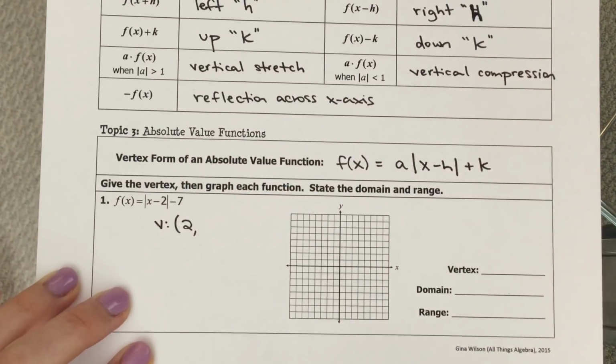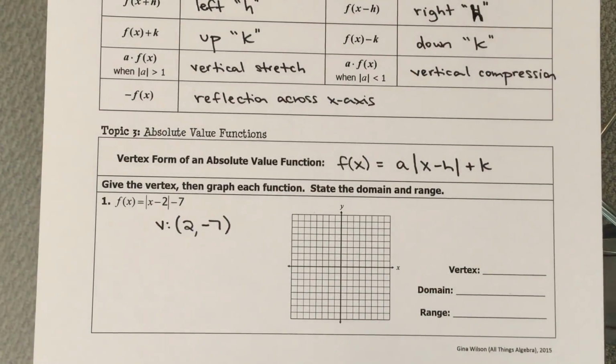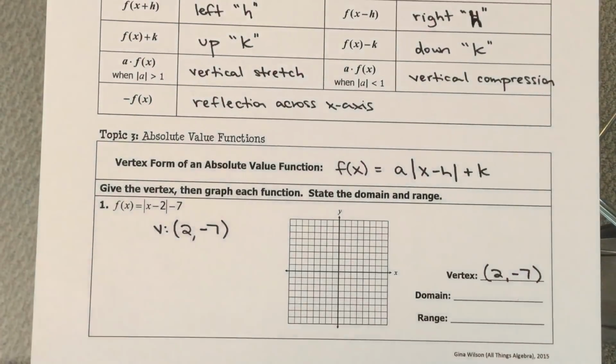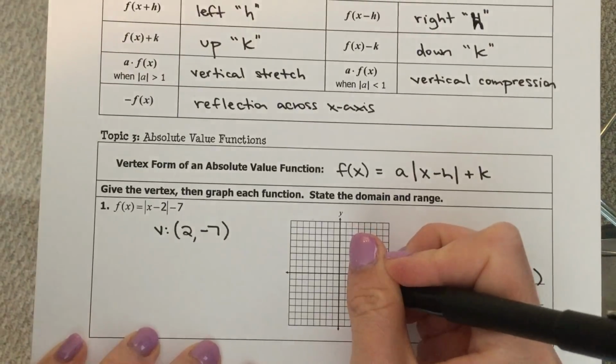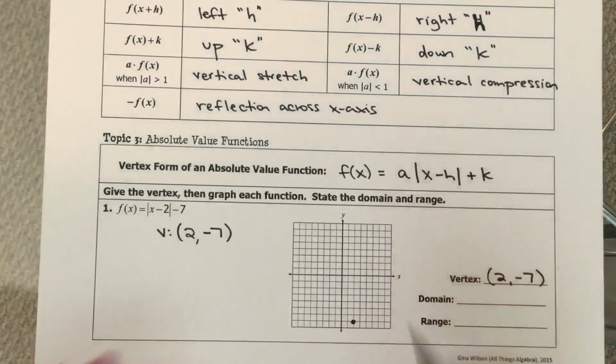So that would be a positive 2 for x, and then the exact value that you see on the end here for y. So that is your vertex. So it is (2, -7). So we're going to start with that. So 2 for x, and then 1, 2, 3, 4, 5, 6, 7 for y.